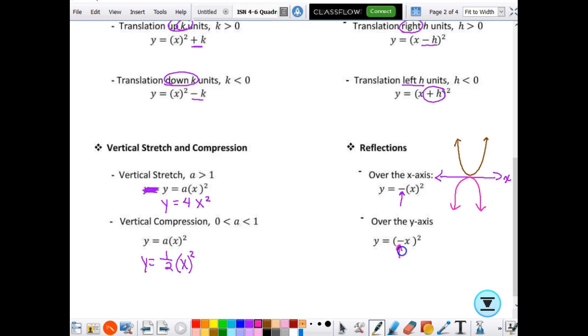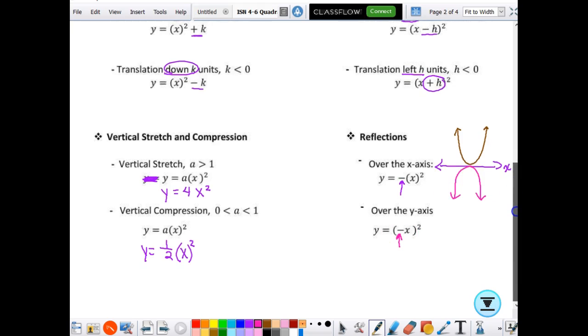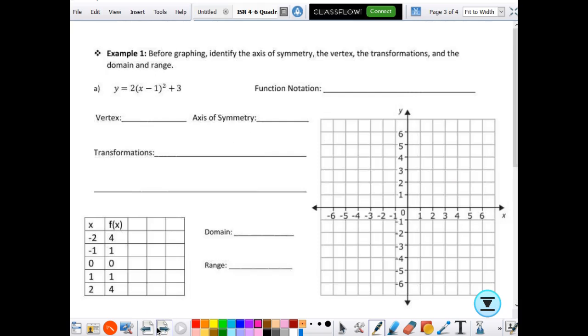If there's a negative on the inside, it reflects over the y-axis, and we don't really do that much, so you can almost kind of ignore that part. We used to do that one, but we've kind of gotten away from that. Okay, so let's look at this guy. Get it copied down, and let's see what's happening with this. It says function notation, so we're going to put 2 out in the front, and then f x minus 1 squared plus 3. I should probably be using a darker color.